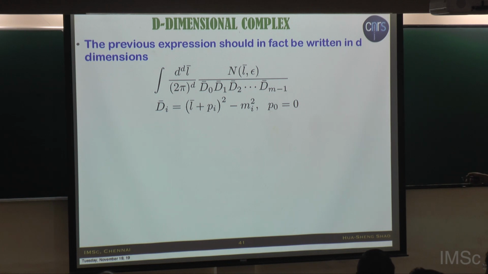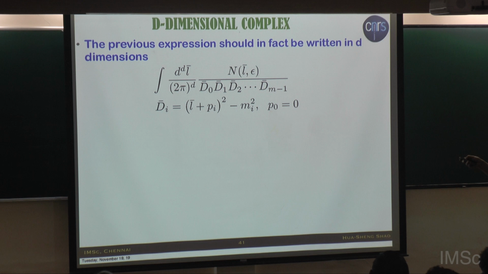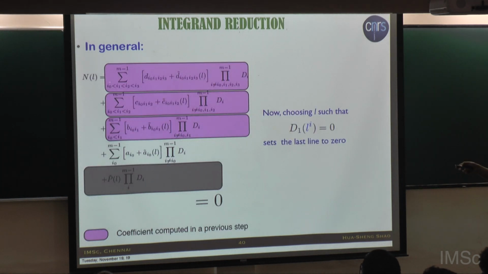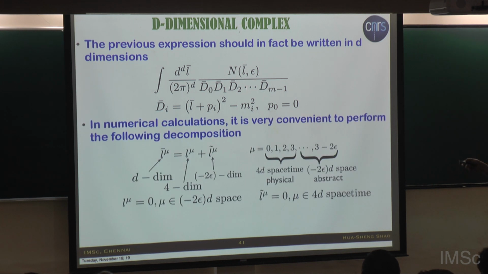So all these previous steps were a bit naive because we haven't considered the d-dimensional quantities. Actually, the numerator in your loops is not a function of the 4-dimensional L only; it would be dependent on the d-dimensional loop momentum and epsilon as well. And your propagator is d-dimensional as well, because the loop momentum entering is also d-dimensional. So in numerical calculation, it's very inconvenient to keep L bar d-dimensional, as I think Benjamin also mentioned once.